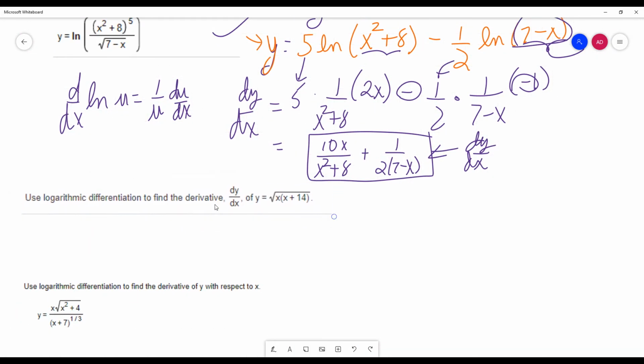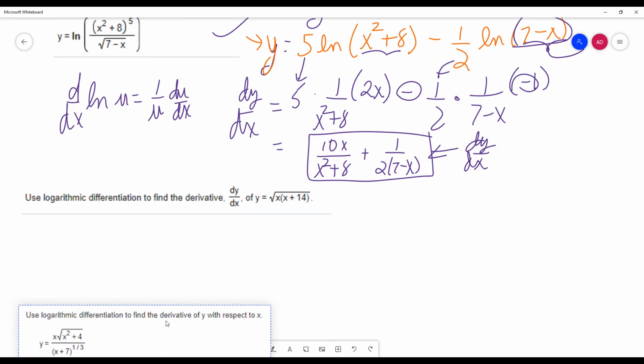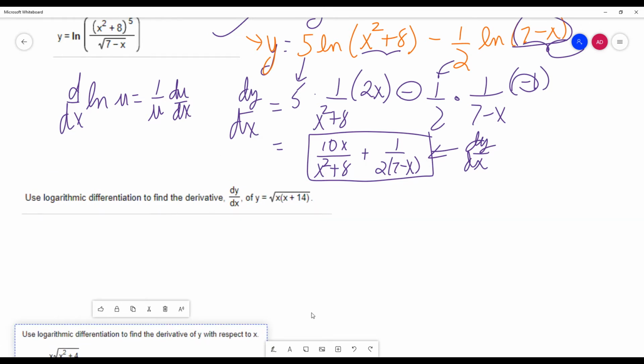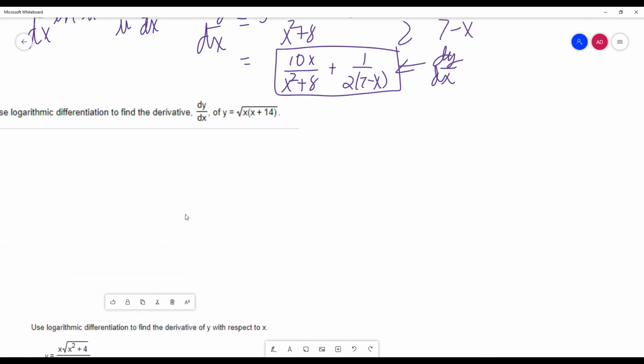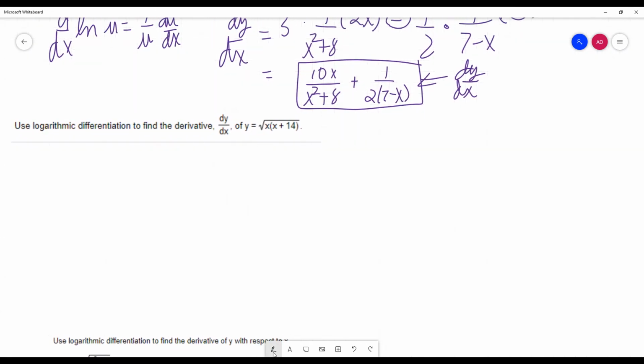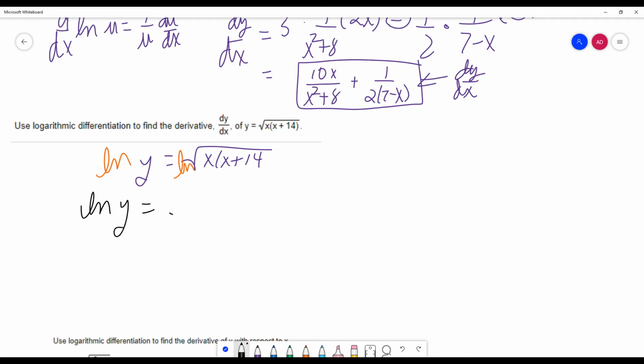All right, now look at this problem. This one up here doesn't have a logarithm in it, but that's the beauty of a logarithm. You can bring it in to both sides of the function. So I start with y equals the square root of x times x plus 14. If I bring in the natural log to both sides, now I have the natural log of y equals the natural log of x times x plus 14, and the whole thing's been square rooted.